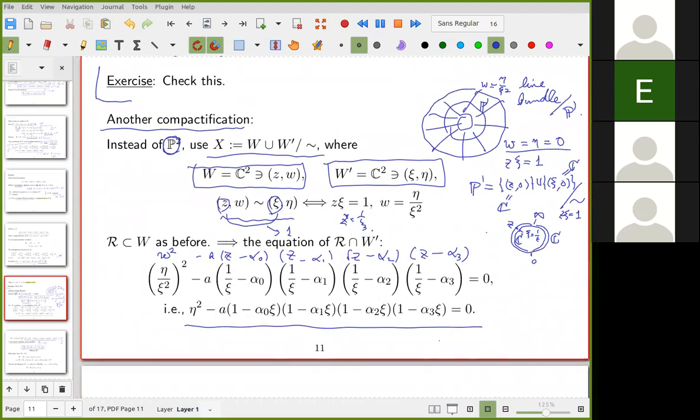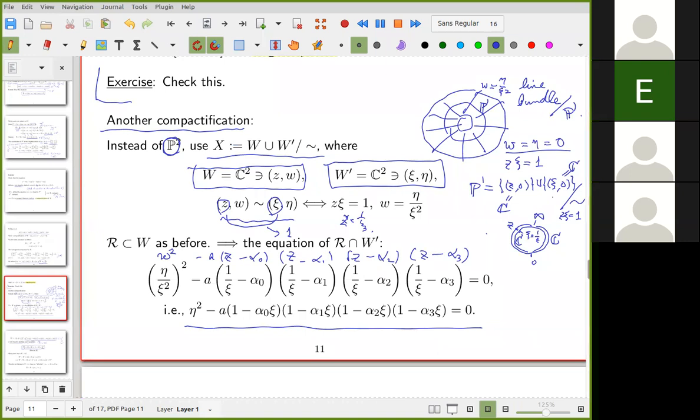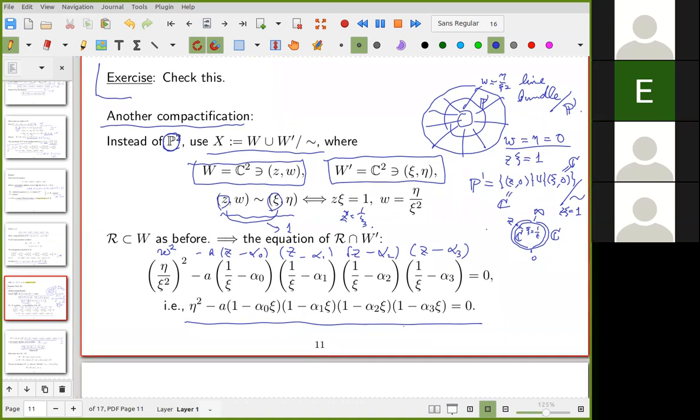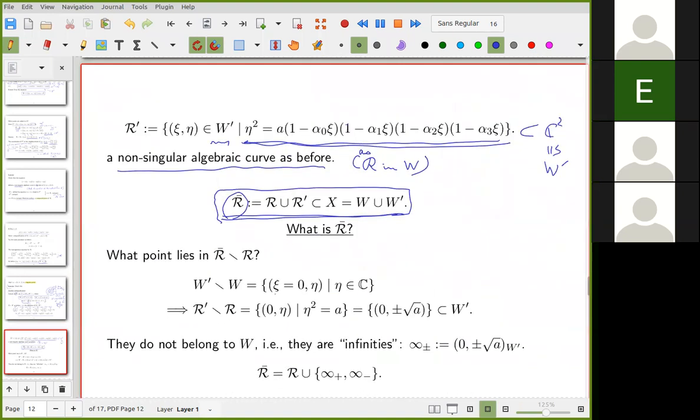As I said, if Z is a complex number, then xi cannot be 0. So the new points in X correspond to a point with 0 first coordinate. Namely, when Z is 0, it is new.